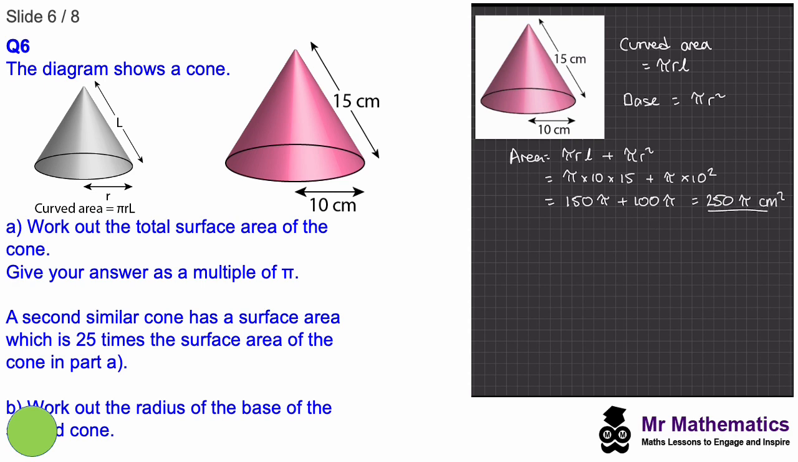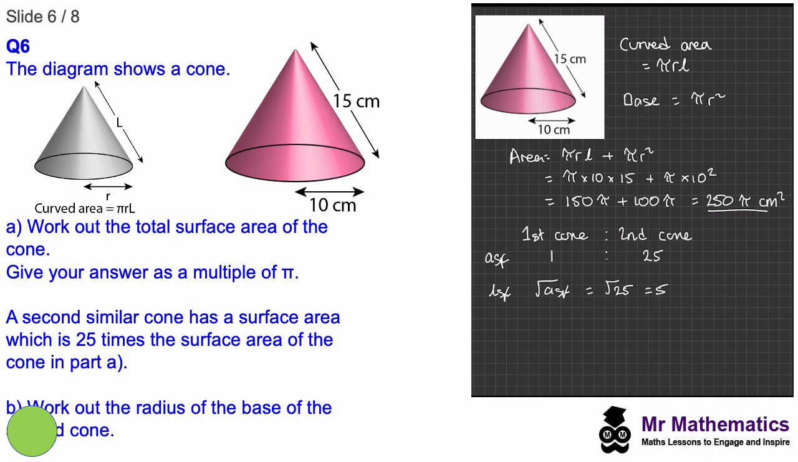So for part B, we're told that the second similar cone has a surface area which is 25 times the surface area of the first cone. So we'll write this as a ratio. So the second cone has an area 25 times that of the first cone, so the ratio is 1 to 25, and this gives us the area scale factor. So to work out the length scale factor, which we need for the radius, we need to square root the area scale factor. So this will be the square root of 25, which is 5.